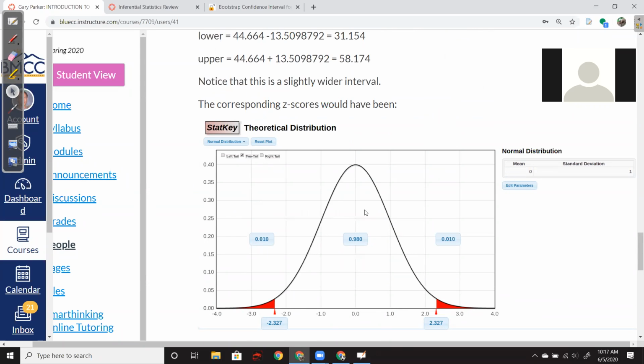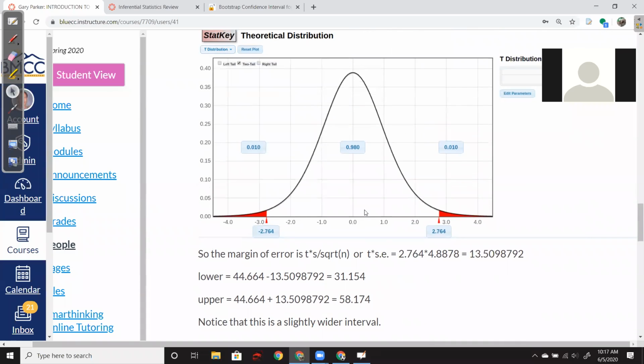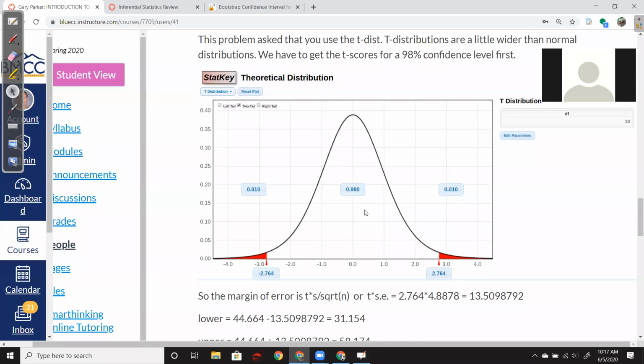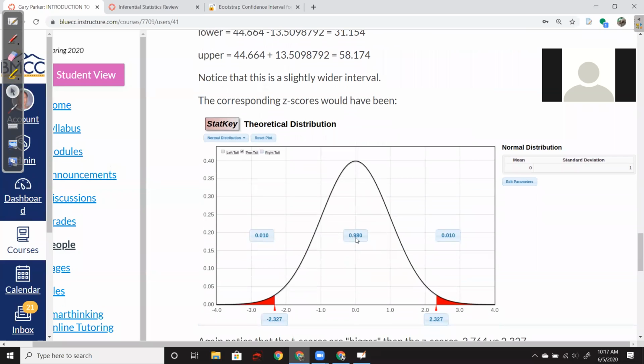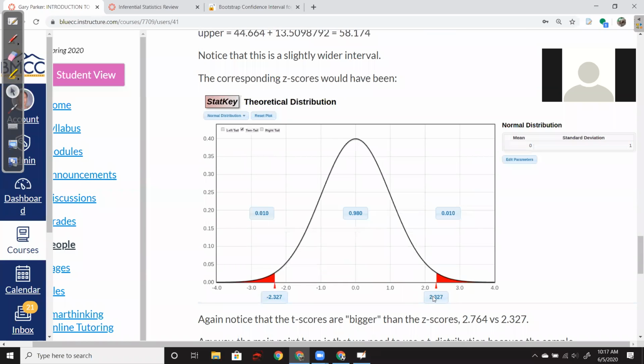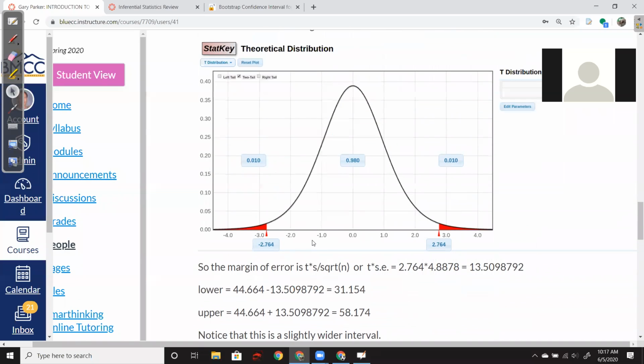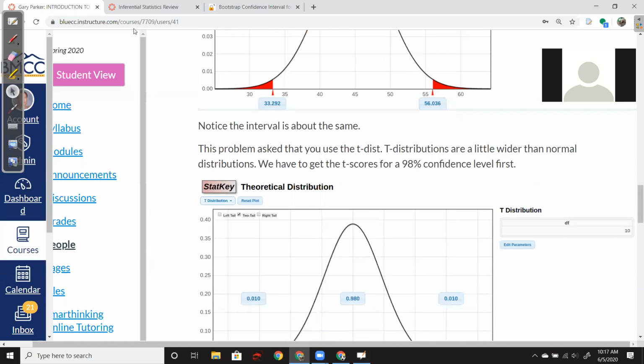So, and then just at the end here, I compare a t-score here. The t-score for 98% in the middle is 2.764. The z-score for a normal distribution for 98% in the middle is 2.327. Notice how much smaller the z-score is than the t. And for the same middle percent, the t-score is always going to be bigger than the normal. So how did I get that? Let's switch tabs here.